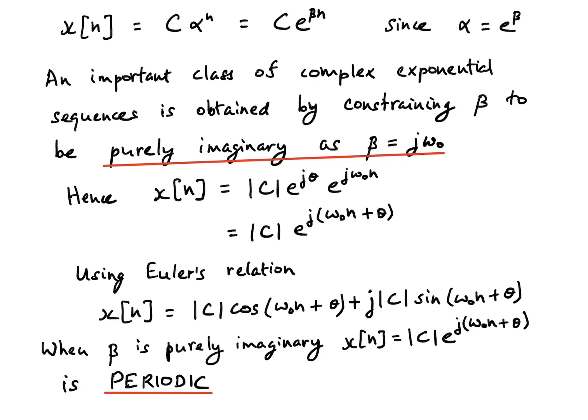Again, what is the meaning of periodic, and how do we compute the period of a signal? As I said before, I will be discussing that with examples in the next lecture. But for now you should understand that for the special case of this important class of signals, when beta is purely imaginary in the discrete case, we get a discrete complex sequence which is periodic. All right.